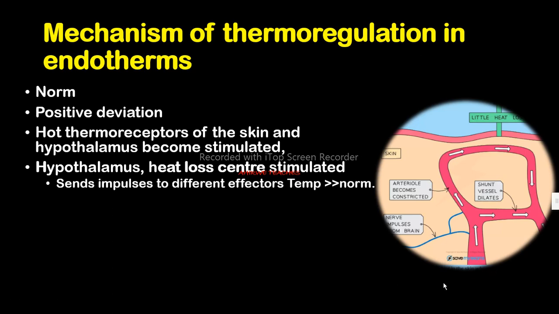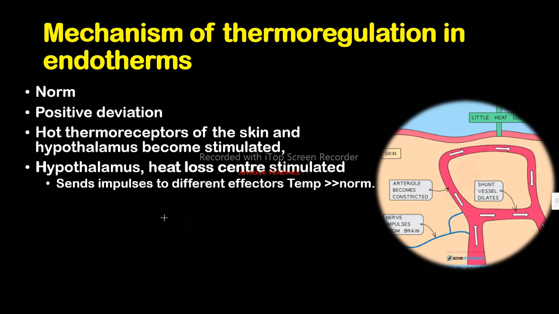Now, the hypothalamus is divided into two. You have the heat loss center, depending, actually, if you are dealing with heat, and the heat gain center of the hypothalamus. So depending on the need, if temperature is too much, if heat is too much in the body, then the heat loss center is the one that will be stimulated.